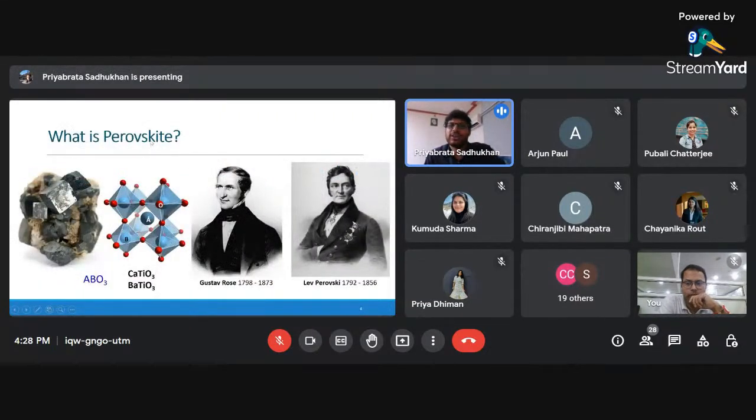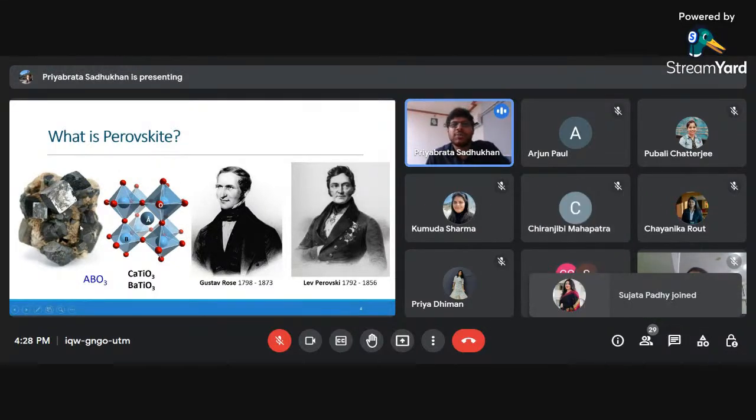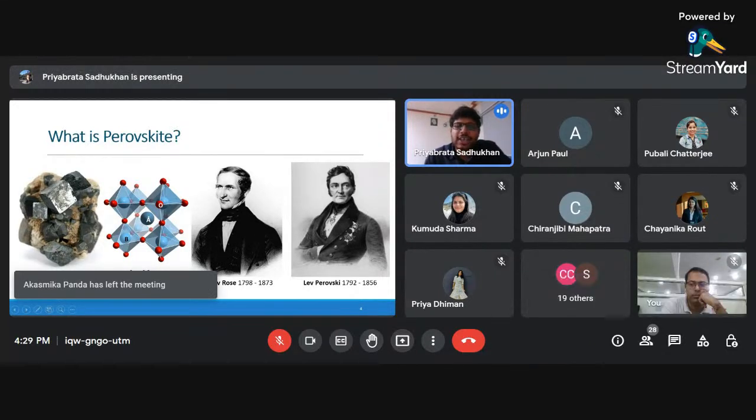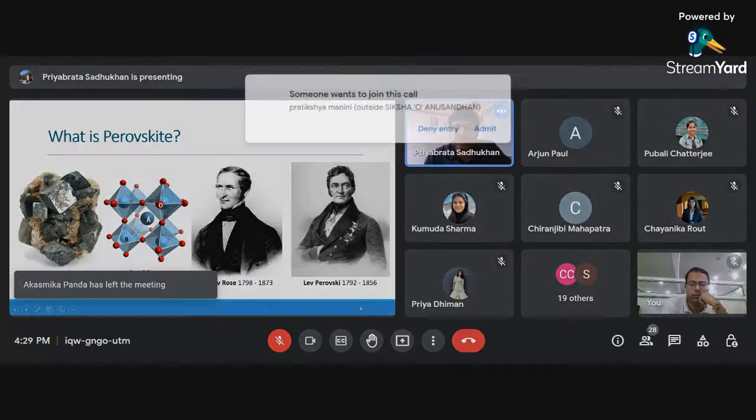Now perovskite is different. What is perovskite? Perovskite is not something new. We have known perovskite for about 200 years. It was first discovered by Gustav Rose in 1879, I think. And the first ever discovered perovskite is calcium titanate. Then they also found barium titanate and some other similar materials.